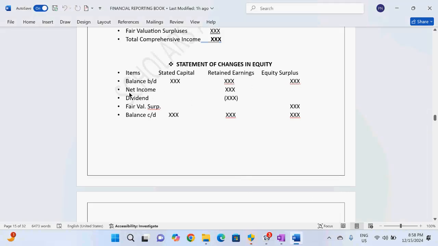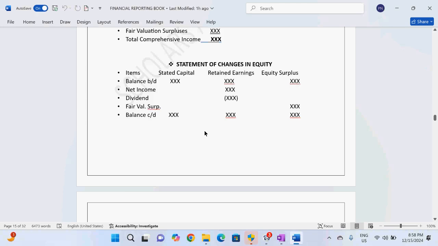Apart from balance brought down, what else? Net income, that is profit. All your profit will go to retained earnings. Dividend will be paid out of your profit. Fair value surplus, revaluation surplus. Where would the revaluation surplus go? It goes to the equity surplus, which we have as the revaluation surplus.